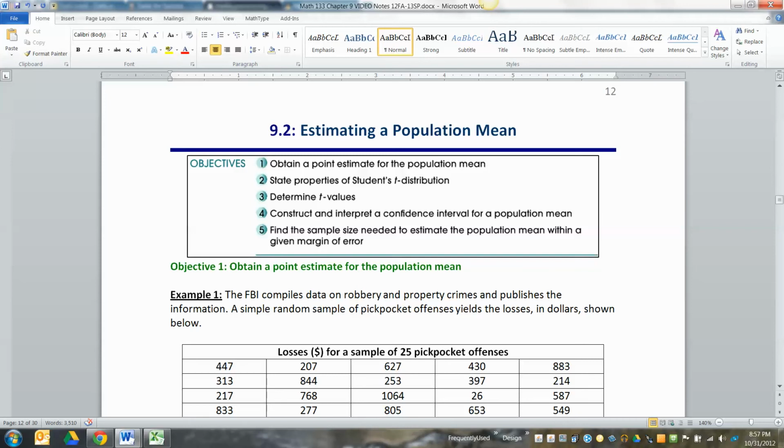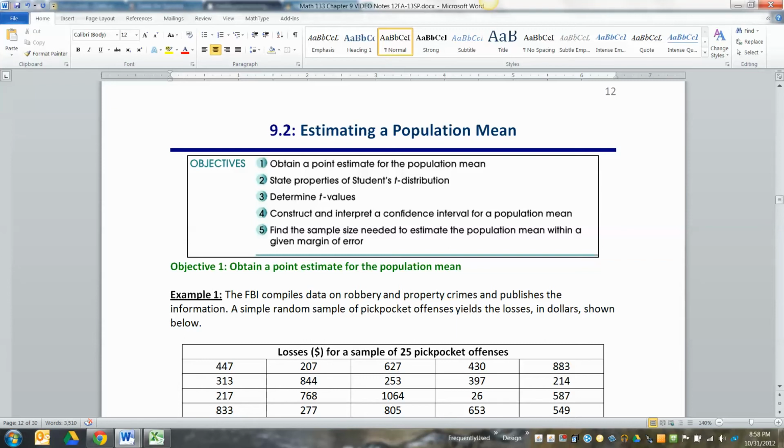So we learned a lot in section 9.1. We learned about margin of error, point estimates, z-critical values, what happens to the margin of error and the width of the interval when you increase the confidence level, when you increase your sample size but keep your confidence level the same, how to create a confidence interval, what confidence level is, how to interpret a confidence interval, just tons and tons of stuff. And now in section 9.2, we're going to take those same elements and use them again, but use them for a different parameter.